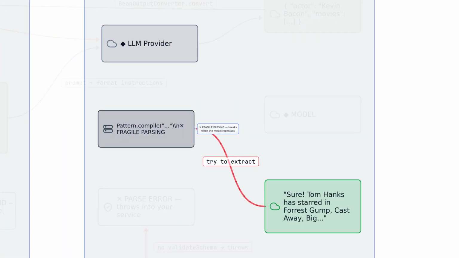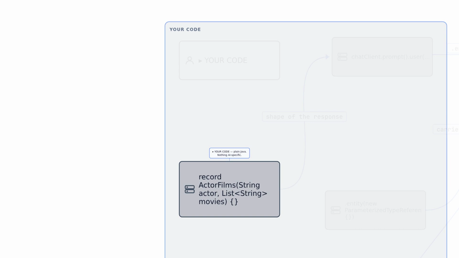Parsing prose is how you build something that breaks the next time the model phrases things slightly differently. There's a better way. This part is plain Java, a record. Nothing AI specific about it. It's just the shape you want back.